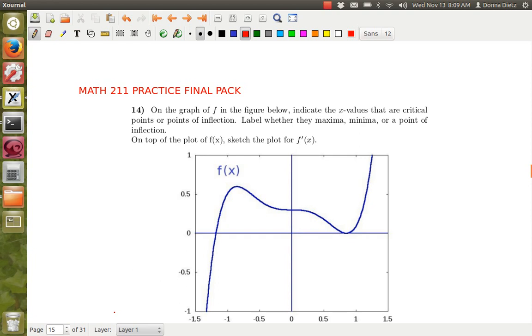Okay, on the graph of f in the figure below, first of all, the first big warning is I use the same graphs often, and I might just label it differently. So don't assume just because you see the same graph that it's the same question. Make sure you always read the question.